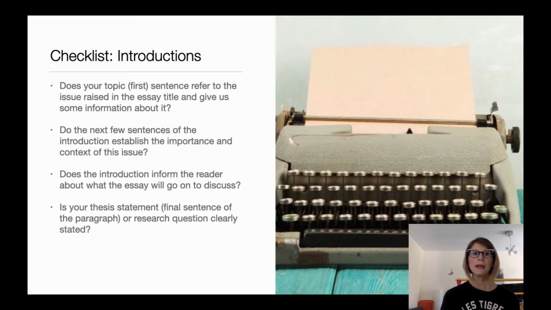And then the most important sentence probably of the whole introduction is your thesis sentence, which comes at the end of your introduction. So is this thesis sentence setting out your argument or the question that you are going to cover? Don't write it in a question format though, write it in a statement. Okay, so it can be as simple as "this essay will argue that," but it needs to lay out what you're going to discuss.